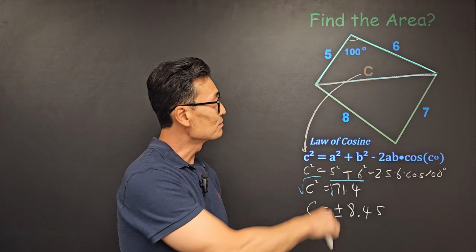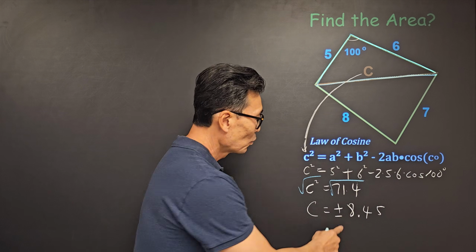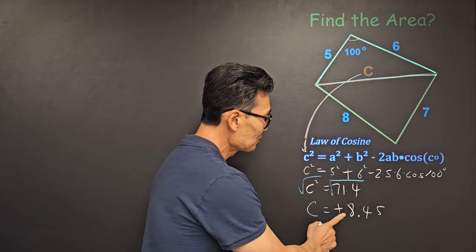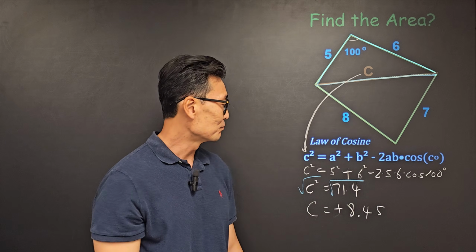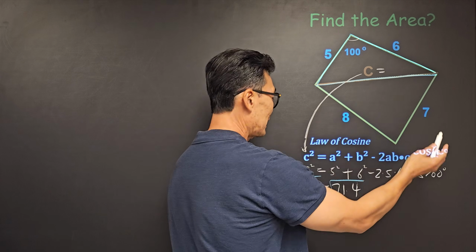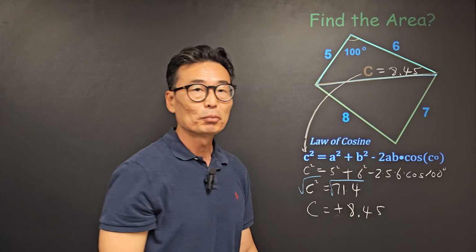However, since C is a side of a triangle and a side of a triangle cannot be negative, we're going to be using just the positive value. So there you go, folks. We found the value of C as 8.45.